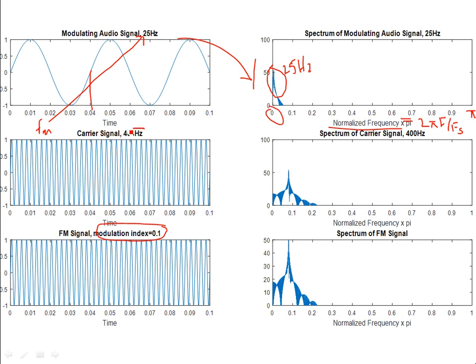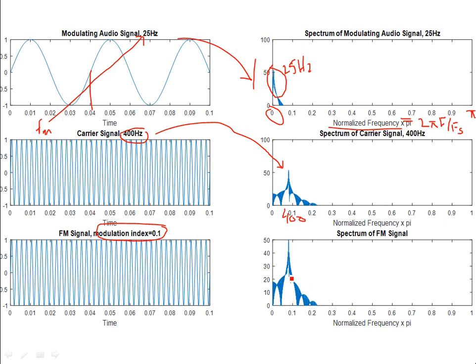Similarly, for the carrier, you have a 400 hertz single tone, and you see it's at 400 hertz. It's not around DC. Again, this is normalized. If you denormalize, then this value is 400 hertz. So what happens is that the spectrum around 400 hertz is a very narrow peak.